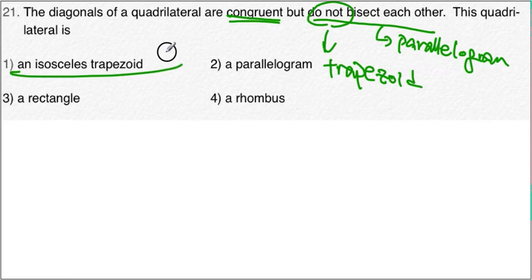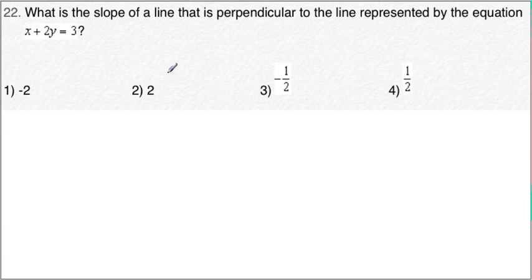Therefore, our answer is isosceles trapezoid. That's the figure that has congruent diagonals, but diagonals do not bisect each other. Number 22.